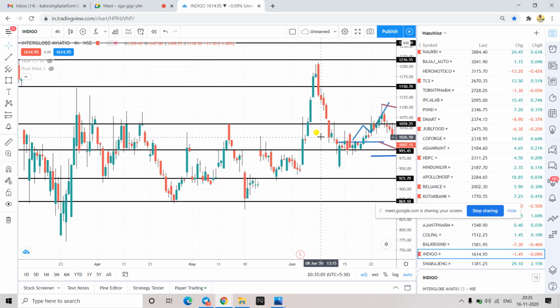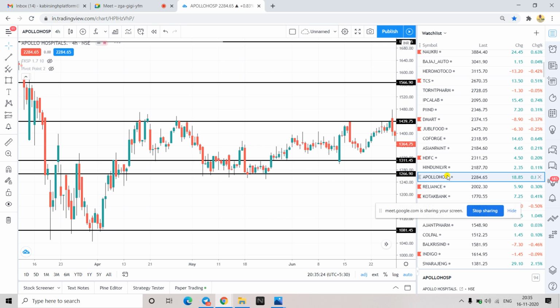That's why sometimes you will see, after reaching a place, suddenly a lot of buyers come, because people are waiting for the price to reach those areas, and once the price reaches there, there is heavy buying.